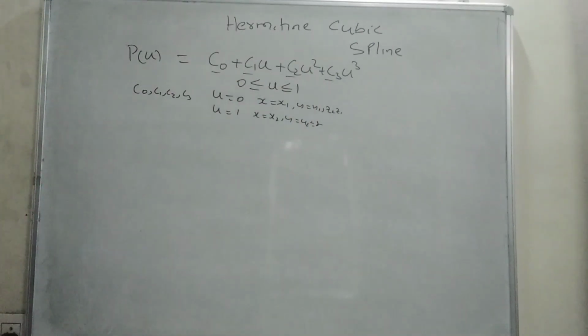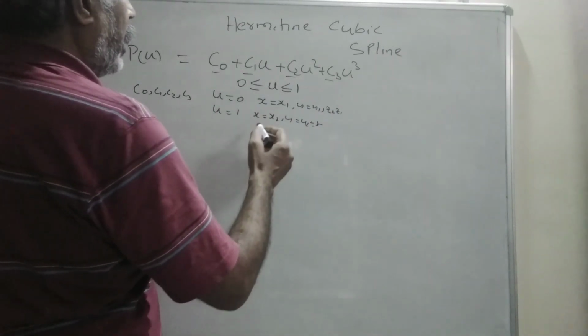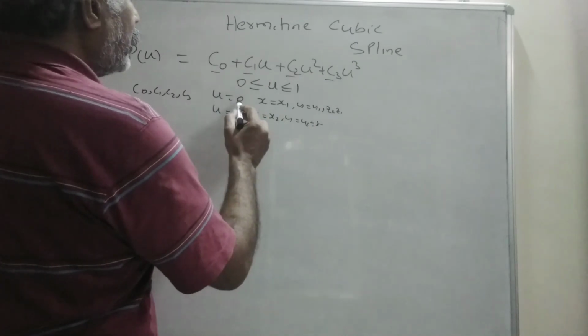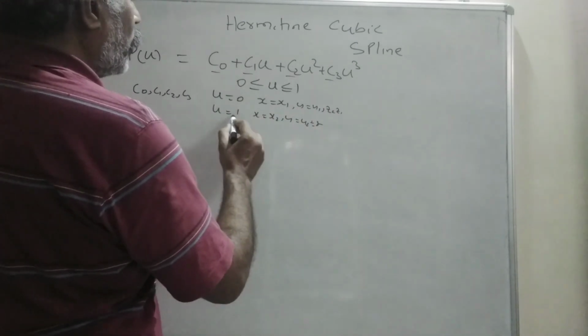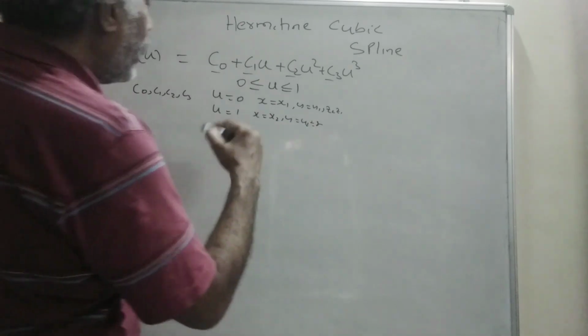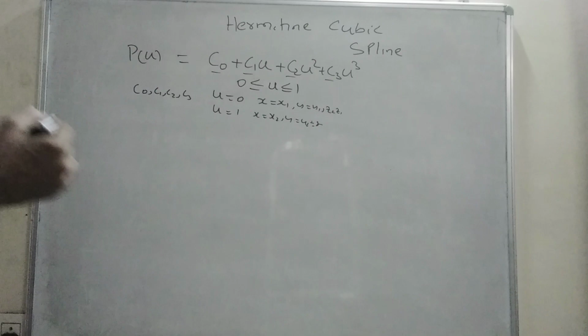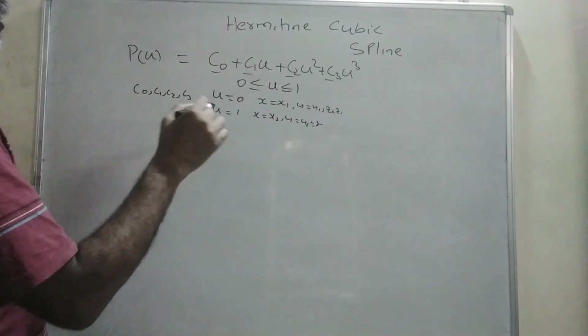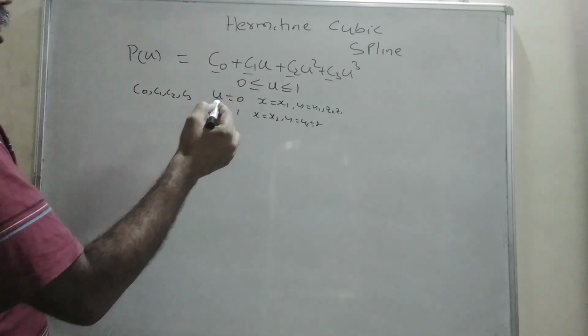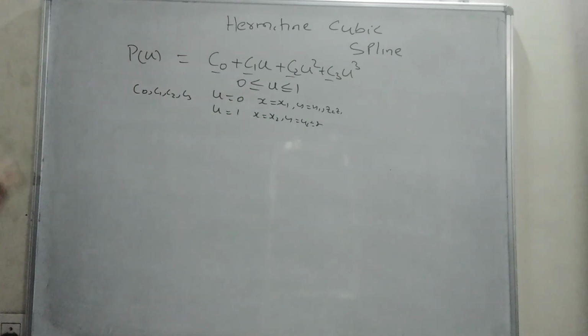Basically, in the problem, you will be given 2 points, with coordinates x1, y1, z1, and another point x2, y2, z2. At u is equal to 0, the point is x1, y1, z1. At u is equal to 1, the point is x2, y2, z2. In between, we have to say 100 points, that means steps of 1 divided by 100. Every time you apply that value, you try to find the corresponding point coordinate of the curve. To do that, basically you have to find out the constants C0, C1, C2 and C3.